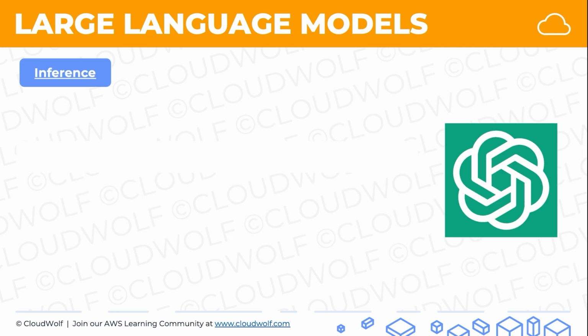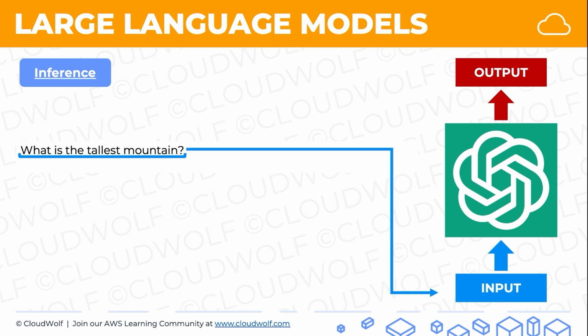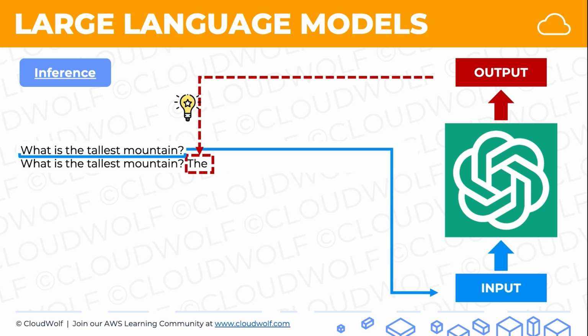And now moving on to inference. In inference, what happens is we give an LLM input, it gives us output. How does that work in a bit more detail? Well, we'll give it something like a sentence. What is the tallest mountain? And that will go into the input. The LLM will predict the next word, which is the word the.